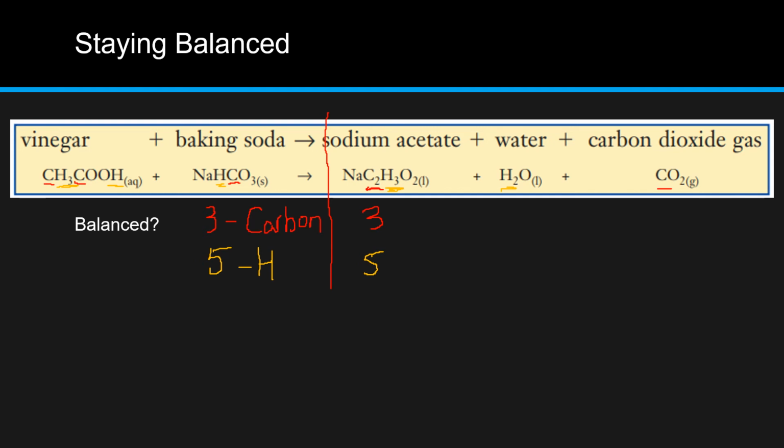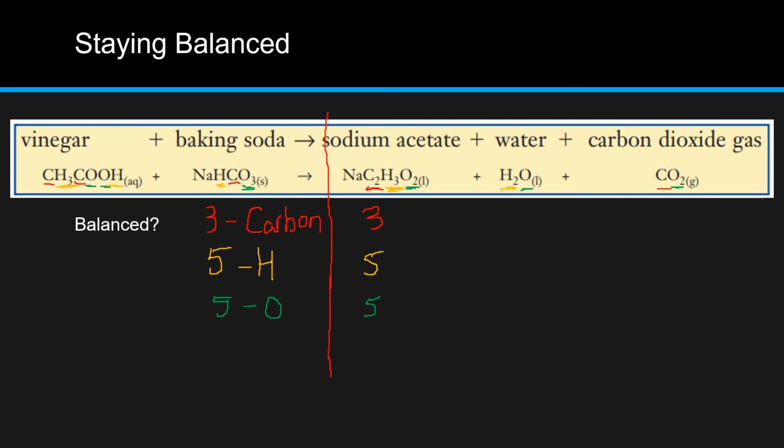Let's grab another color. Let's count oxygens. I have 1, 2, and I have 3 here. So 2 plus 3, 5. Over here, I have 1, 2, 3, 4, 5. Perfect. So I had 5 oxygen over here, and I had 5 oxygen on my product side again.